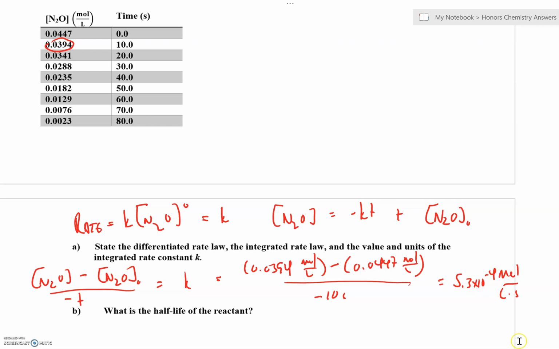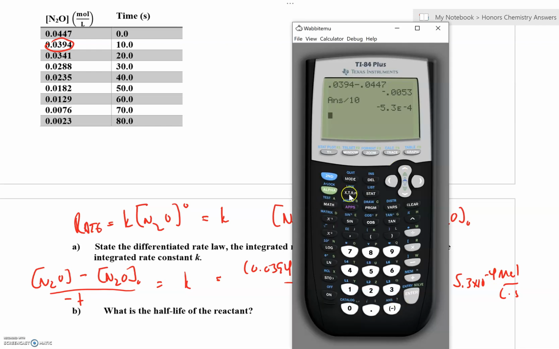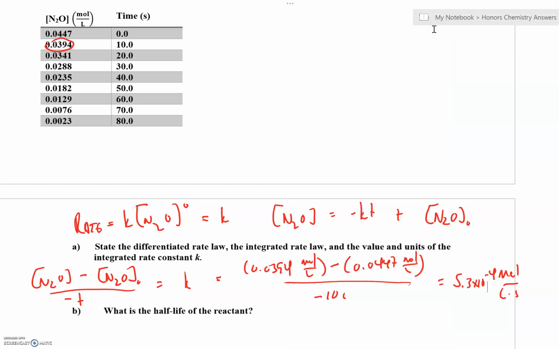Let's do that by getting the graph and see what we have. So the graph looks like this. We're going to go to stats. We're going to take calculation and do a linear regression on L1 versus L2, looking for something close to 5.3 times 10 to the negative 4. This is going to be negative because it's a negative slope, and that is not bad at all. It's very close to 5.3 times 10 to the negative 4. All right, and our units are moles per liter per second.